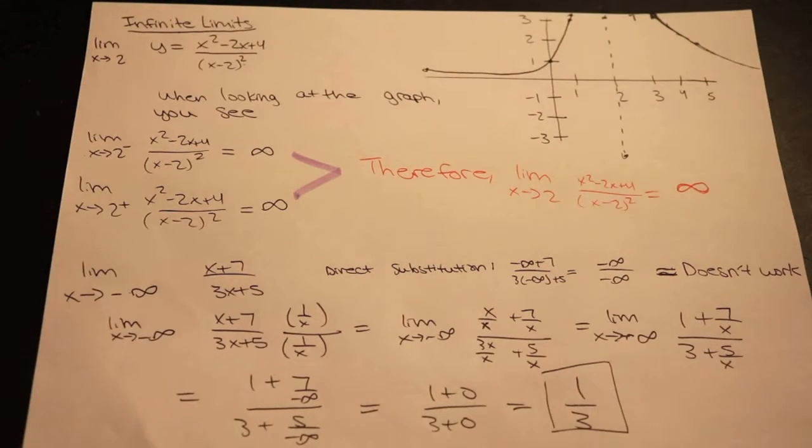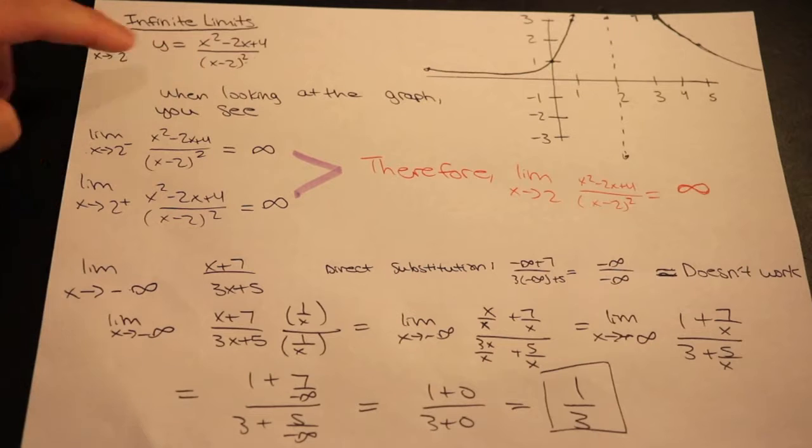Let's start off with this problem right here. The limit as x approaches 2 of y equals x squared minus 2x plus 4 over parentheses x minus 2 parentheses squared. So, let's take a look at the graph. And when you take a look at the graph here, you can see that there's a vertical asymptote at 2. Well, why is there a vertical asymptote at 2? Because here, if you plug in 2, then you're going to get 2 minus 2, and your function is going to be over 0 where it's undefined. So that's why you have a vertical asymptote.